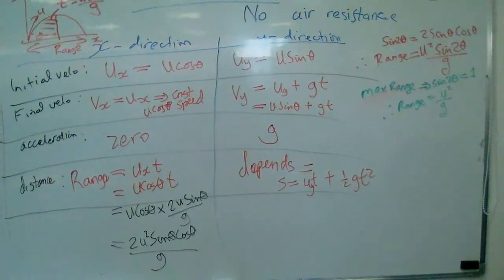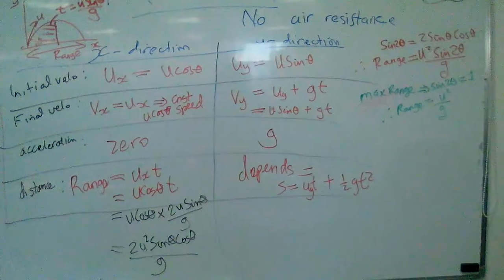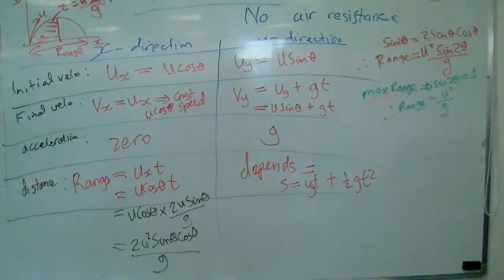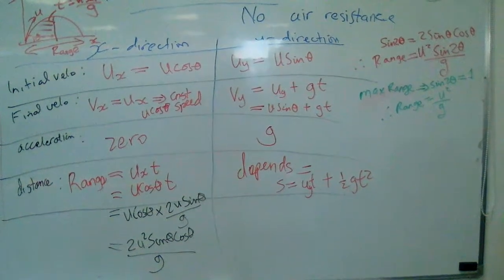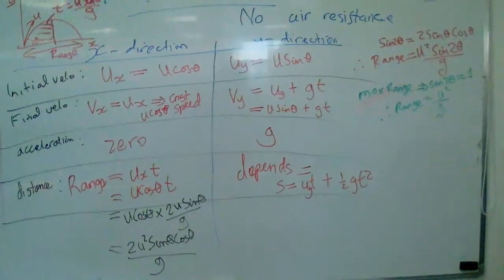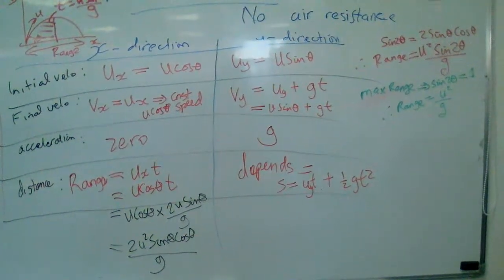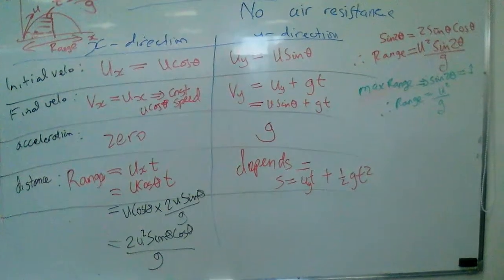Now to find the time taken to reach the maximum height, you use v is equal to u plus at, where the u is in the y direction. Now you get u sine theta over g. The total time of flight will be twice that, which will be 2u sine theta over g.